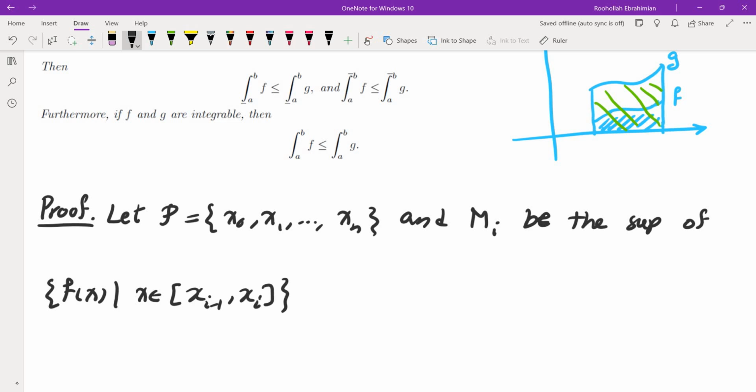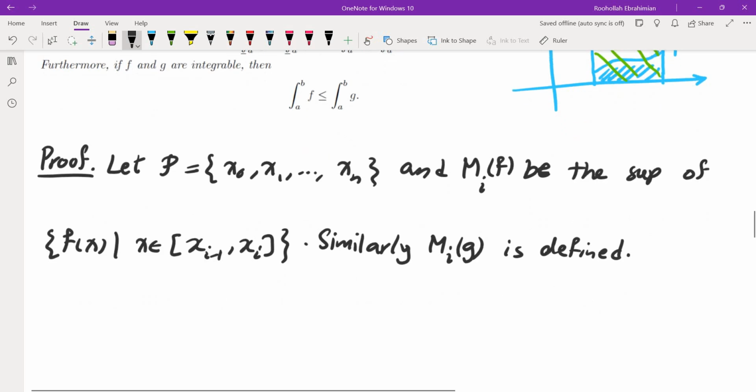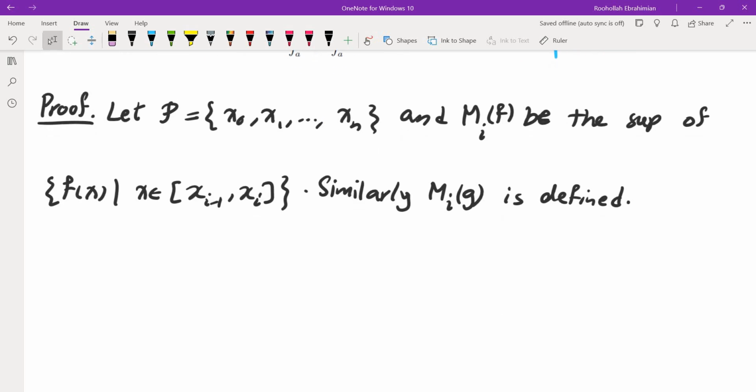Now, since I have two functions, I can't really use Mi. I would like to use something that indicates which function this applies to. So I'm going to use M sub i and then parentheses f. Similarly, Mi of g is defined. So it's the supremum of this set, except that f of x is going to be replaced by g of x.